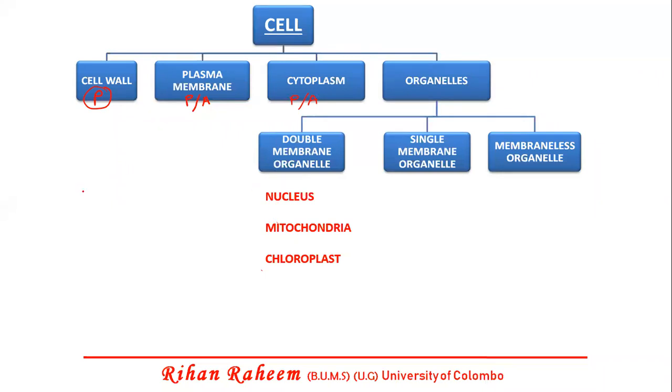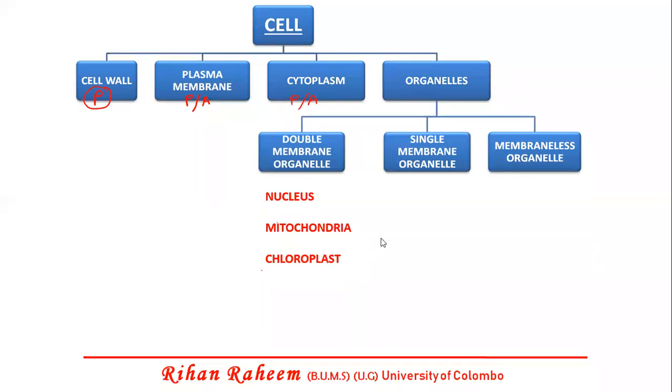Two membranes are there. For example, if you take the nucleus, 2 membranes are covering the nucleus. So double membrane, 1 protection, 2 protection. Our president and Mahinda Rajapaksa, they all go with double protection, something like that.